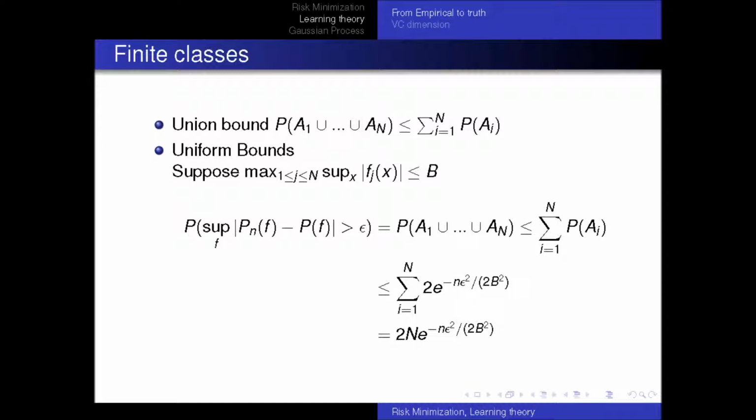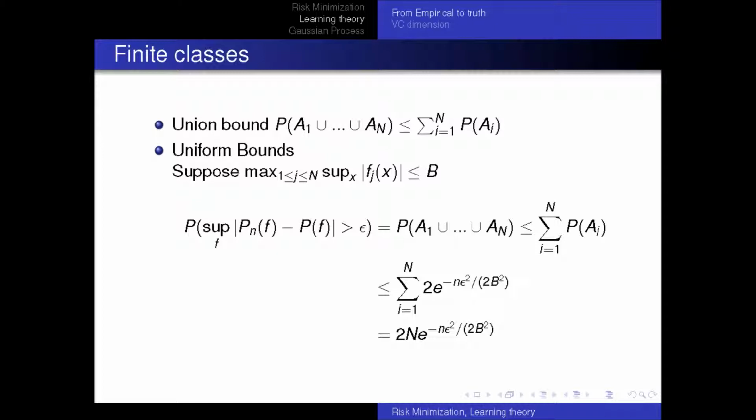So the question left is, how can we guarantee that inequality holds? If this big H, the function class, is finite, then it's easy to compute this upper bound, because the probability of a union of events is less than or equal to the sum of the probabilities of the individual events. So we can get this uniform bound.